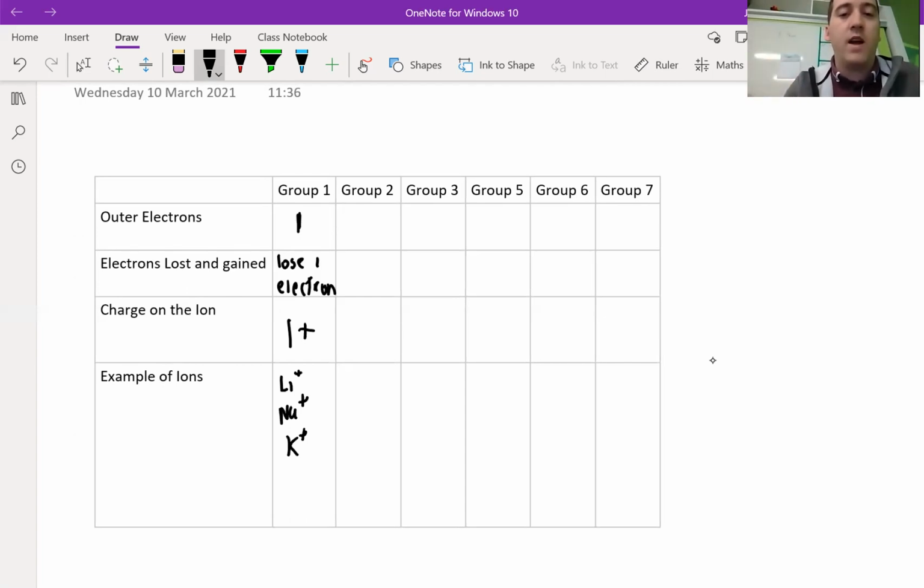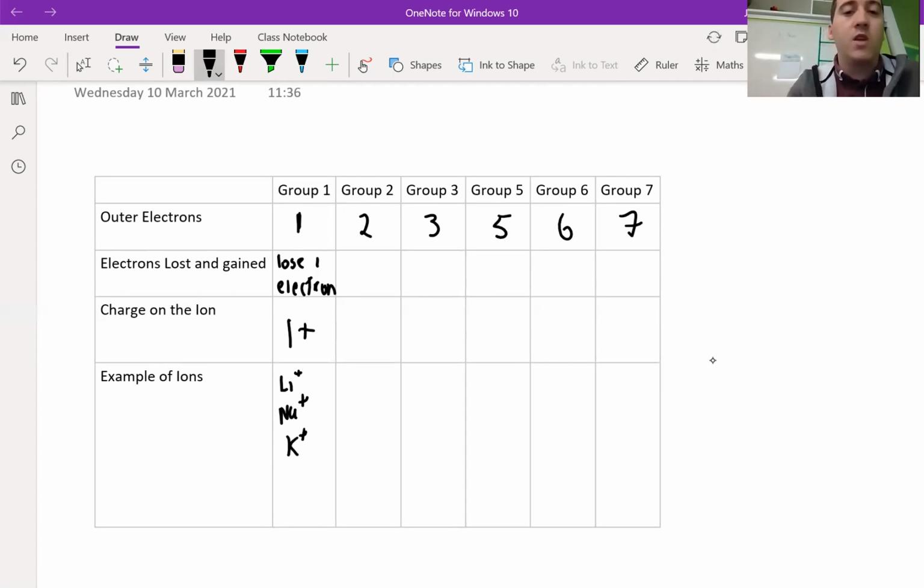Obviously, for group two, I'm just going to do all of the outer electrons first. Group two, they have 2 electrons in their outer shell. Group three have 3. Group 5 have 5. Group 6 have 6. And group 7 have 7. The key thing there is whatever group they're in, that's the amount of electrons they've got in their outer shell. That's not new for us.